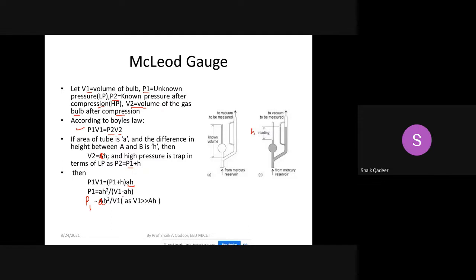Here, in the denominator, remember I told you P1 is a small pressure whereas V1 is a high volume. So in comparison to this high volume, this low volume a H, which is nothing but V2, is very small. So we can neglect this and approximately write a H squared divided by V1. Therefore, the trapped pressure can be written as a H squared divided by V1. If a problem comes on this, you can answer.